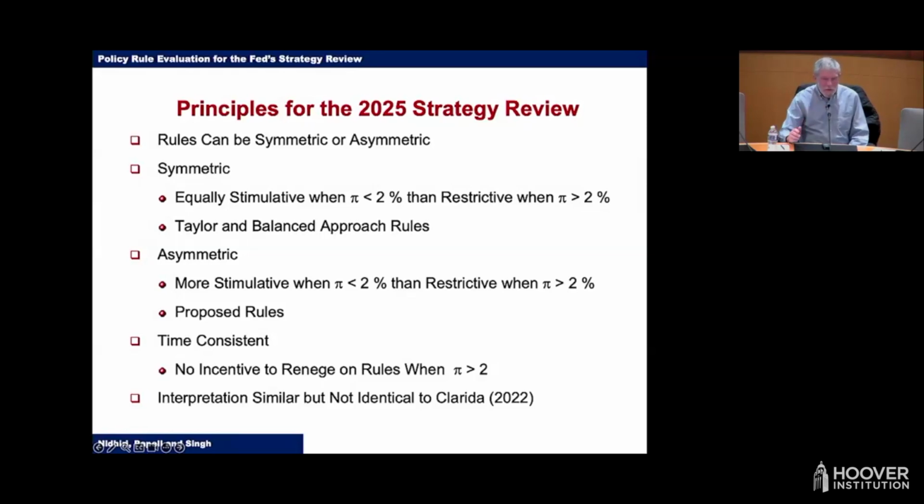And that's really, if you want to ask what is your one takeaway from the paper, that's what we do. So there's no incentive to renege when you get above 2%. This interpretation, I'll call it similar, but it's not identical to Reg Claridge's.